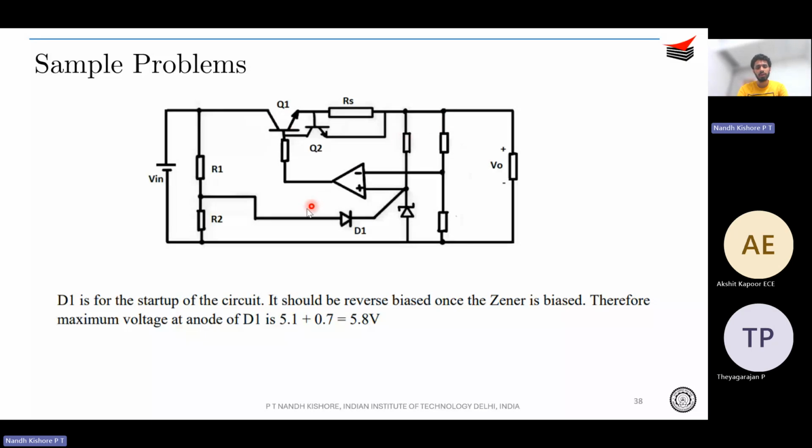Okay. So point is this diode should no longer come into picture during steady state, right? Therefore, VR2 should be lesser than your 5.1 volt. Okay, therefore the maximum voltage over here should be how much? It should be 0.7 plus VZ, KVL in this loop. Okay, that is 5.8 volt. Okay, KVL in the lower loop.